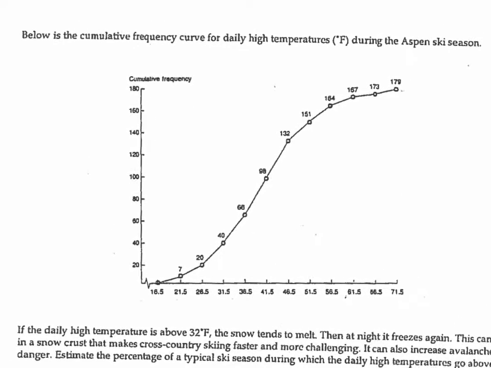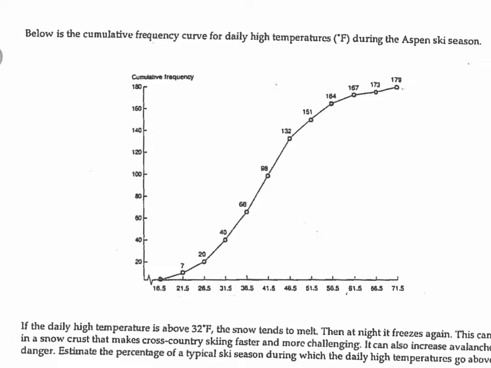Okay, remember I told you the very most important thing is we focus on labels and we understand what this is about. So this is a cumulative frequency curve for the daily high temperature during the Aspen ski season. So what does the x-axis represent? I think that's the daily high temperature. So these are going to be degrees. I don't know if it's degrees Fahrenheit. They didn't tell me, so that I don't know. But anyway. What is on the left-hand side? Cumulative frequency. These go up to 180.